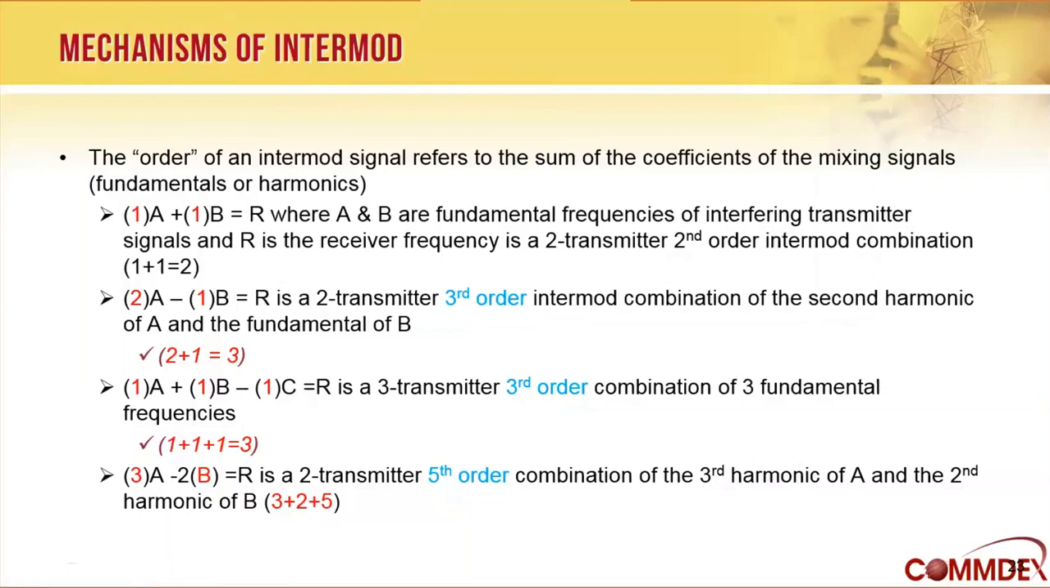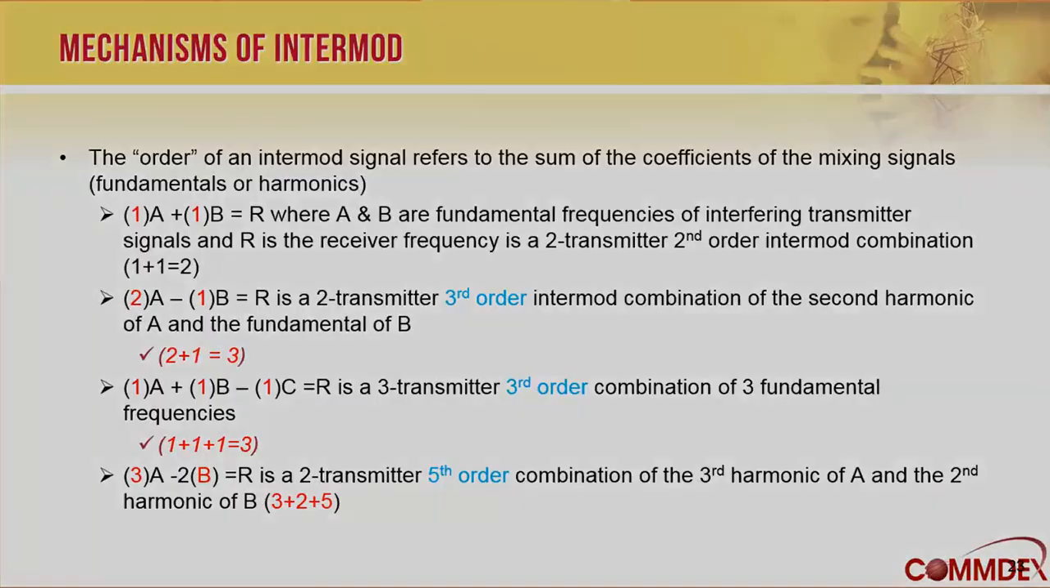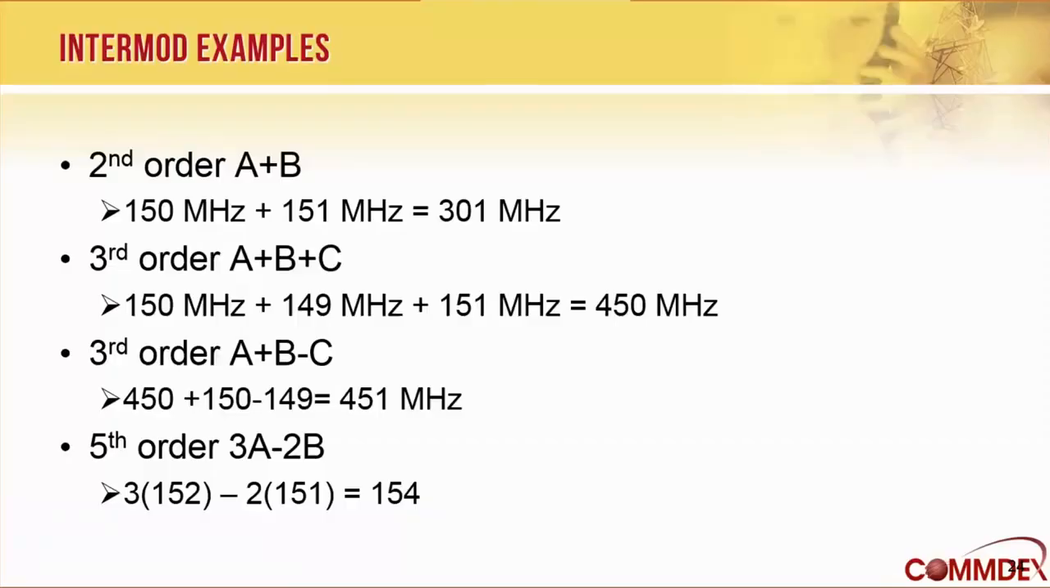A fifth order combination that is very common is a 3A minus 2B combination. And when you do the math, the third harmonic of A mixed with the second harmonic of B will produce something in the fundamental band you started with. So that's why, even though it looks exotic, it can happen pretty frequently. So let's do some examples.